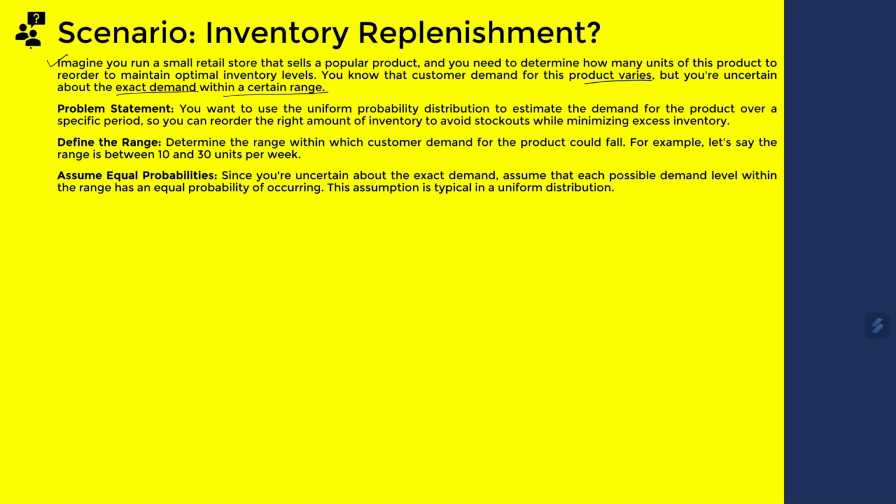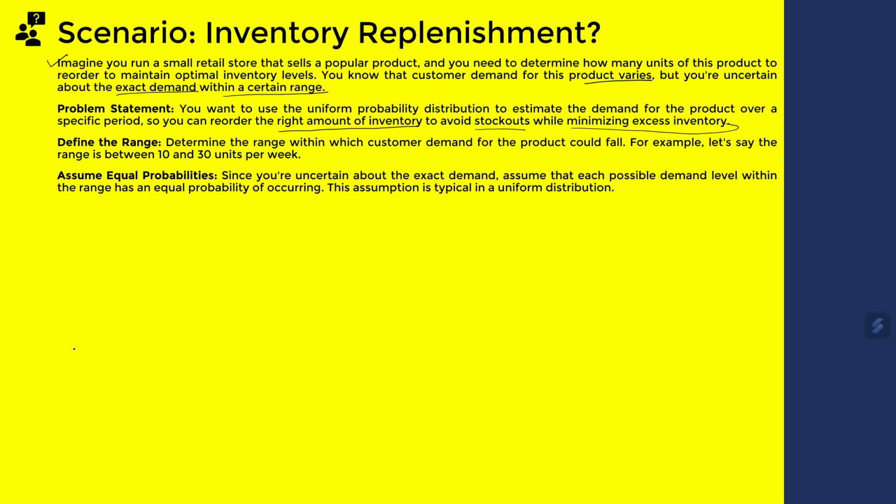So the problem statement is given for our scenario. You want to use the uniform probability distribution to estimate the demand for the product over a specific period, so you can reorder the right amount of inventory to avoid stockouts while minimizing excess inventory. I hope you understood the problem statement. Our problem statement is to avoid the stockouts in our inventory and to maintain the right amount of inventory as well.